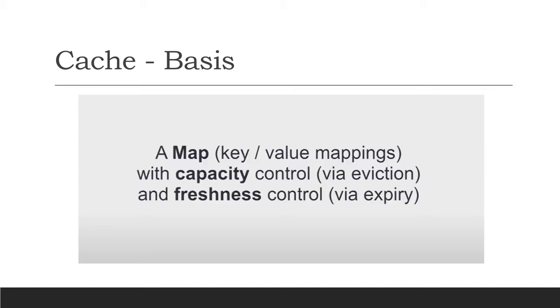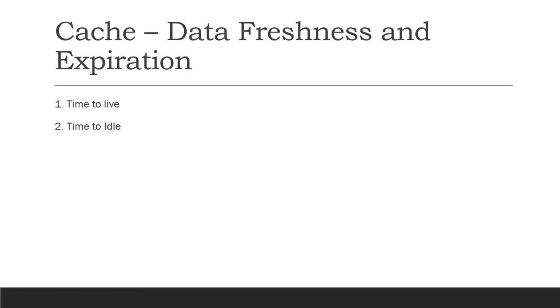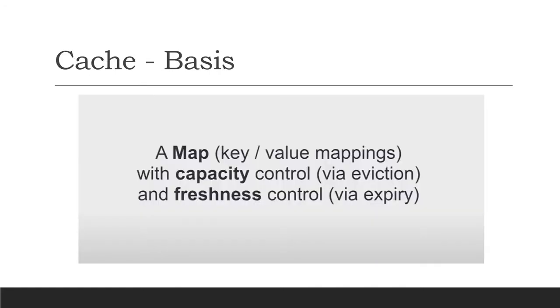Let's go to capacity control. Say the capacity is 5. If the cache reaches 5 entries, we need to remove one entry, the one that is no longer used, based on the LRU or LFU policy.